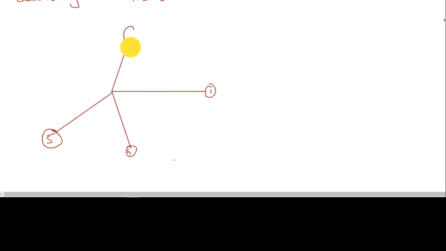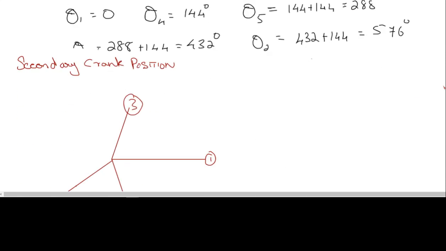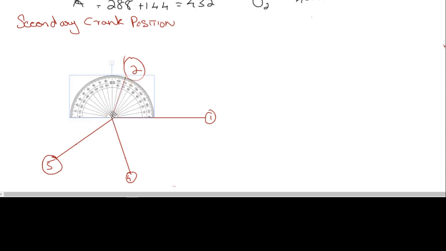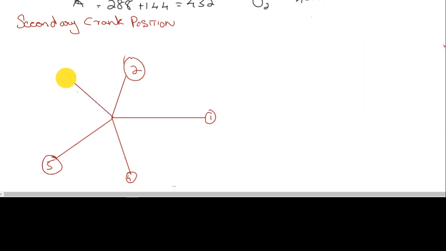So that will be crank position 3. The second crank is at an angle, sorry, 2 is at 72, 3 will be at 144. Sorry, again my mistake. 2 is at 72, 3 will be at 144. So this will be 2, not 3. So 2, 3 will be at 144. So 144 will be the angular crank position of 3.